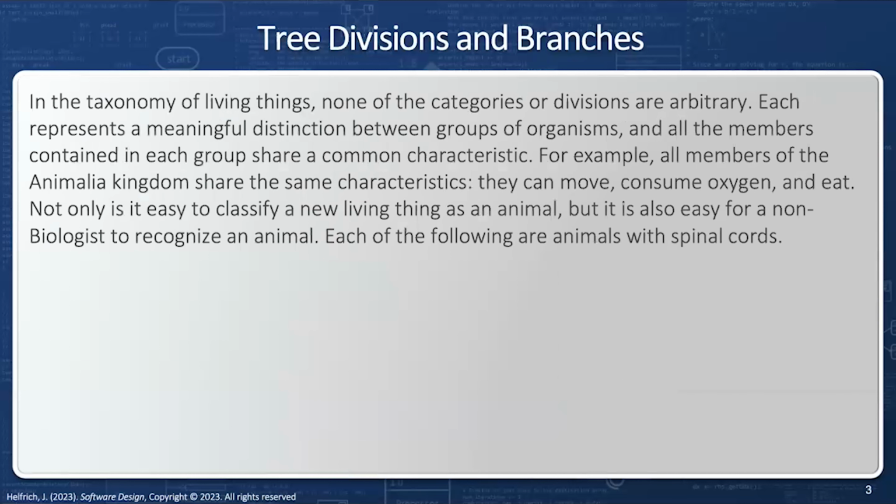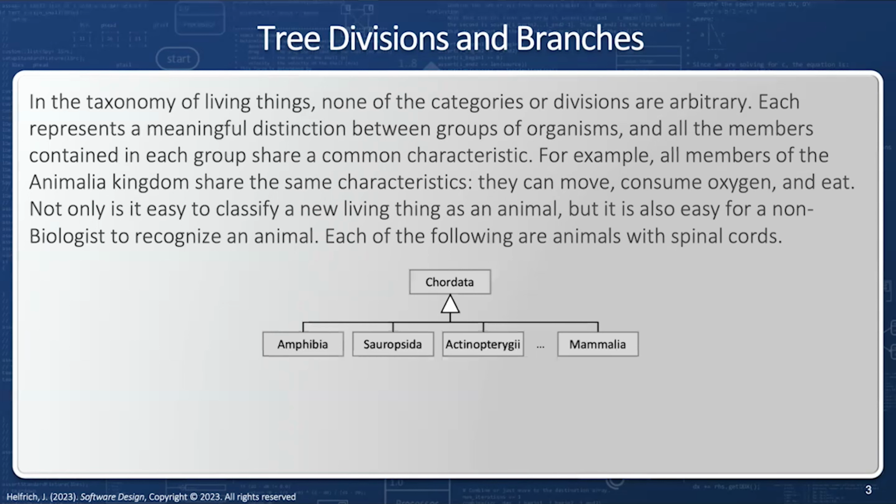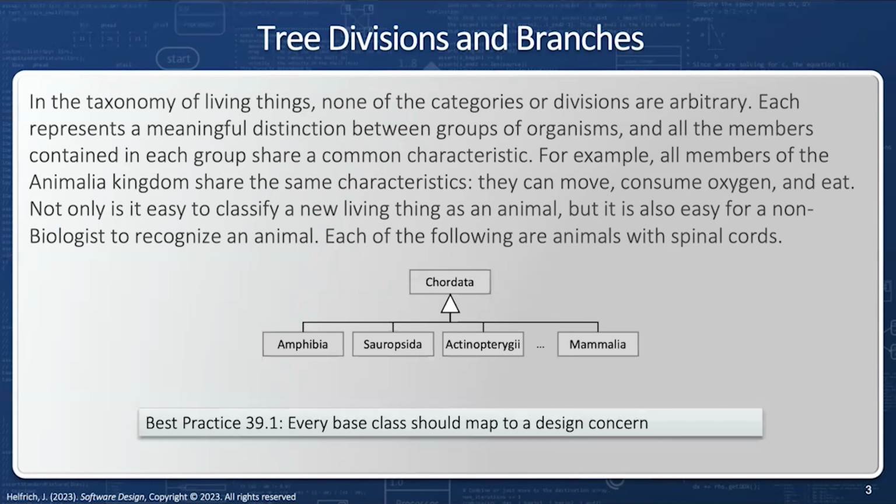First of all, in the taxonomy of living things, none of the categories or divisions are arbitrary. Each represents a meaningful distinction between groups of organisms, and all the members contained in each group share a common characteristic. For an example, all members of the Animalia kingdom share the same characteristic. They can move, consume oxygen, and eat. Not only is it easy to classify a living thing as an animal, but it's also easy for a non-biologist to recognize an animal. And each of the following are animals with spinal cords. So here's a best practice. Every base class should map to a design concern.